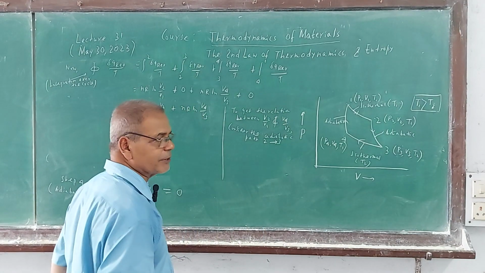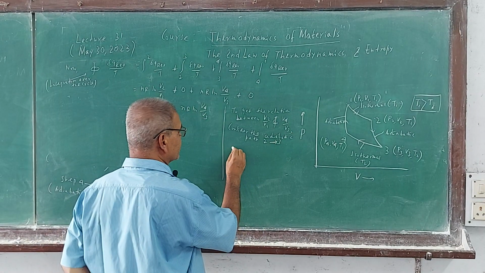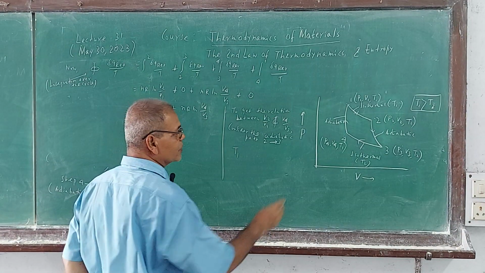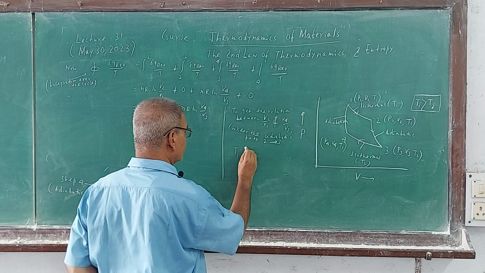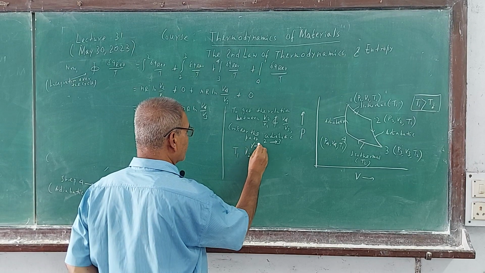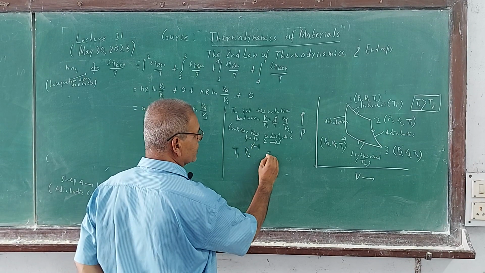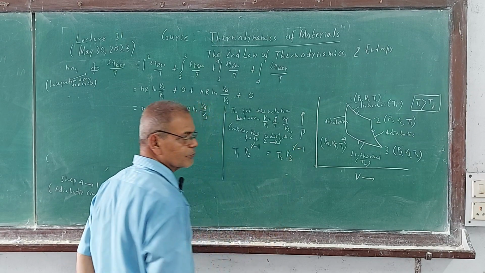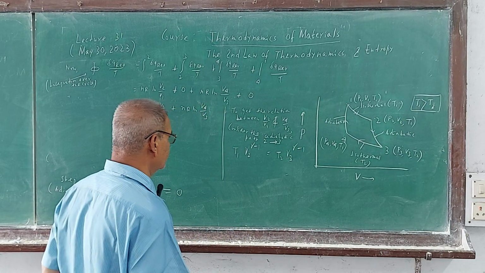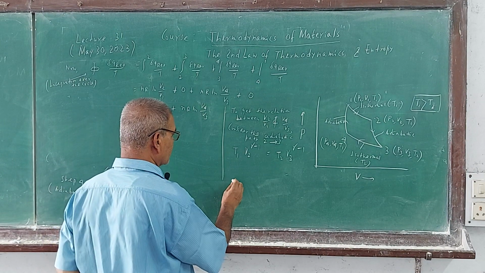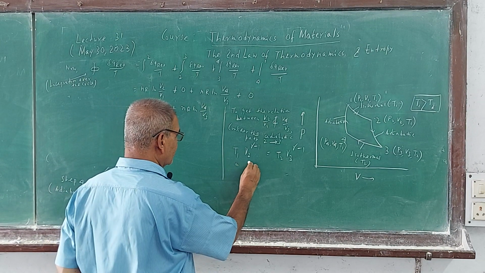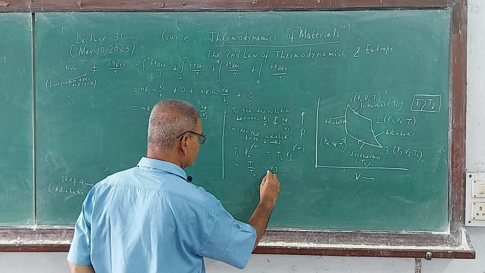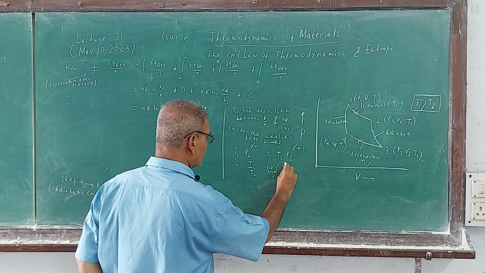You know, for a reversible adiabatic, you apply T V to the power gamma minus 1 is constant. So T1 V2 to the power gamma minus 1 is T2 V3 to the power gamma minus 1. Leave it in this form. And so you can write T1 by T2 is V3 by V2 to the power gamma minus 1.